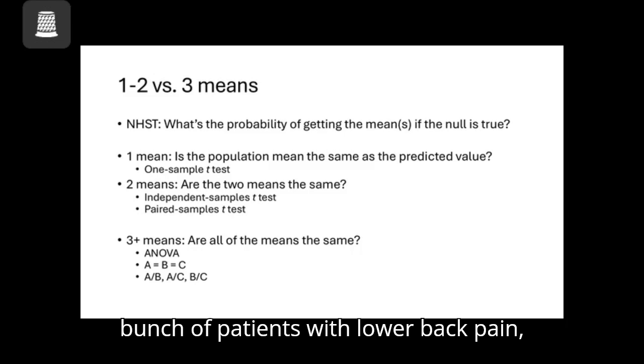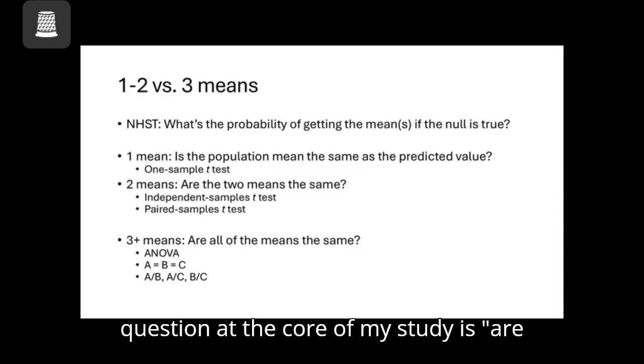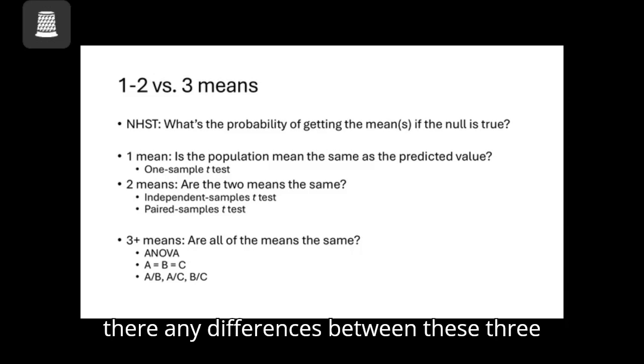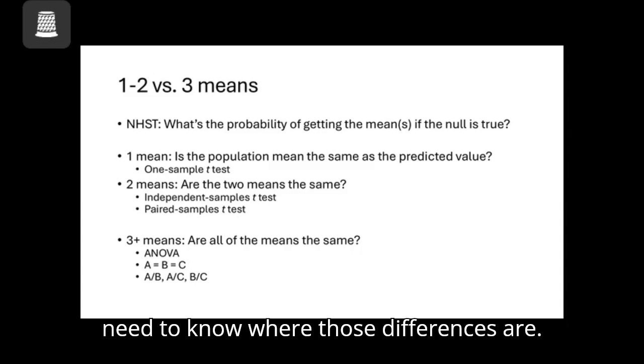Let's say I have a bunch of patients with lower back pain and I put them into one of 3 conditions: physical therapy, muscle relaxers, or chiropractic adjustment. I want to know what their pain levels look like after 6 weeks. The question at the core of my study is, are there any differences between these 3 conditions? If the answer is no, the mean pain levels, the average pain levels, are the same for all 3 groups. If the answer is yes, then we need to know where those differences are.